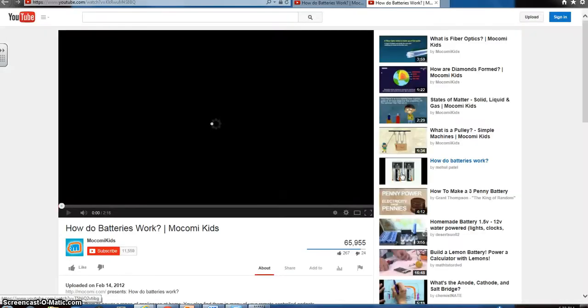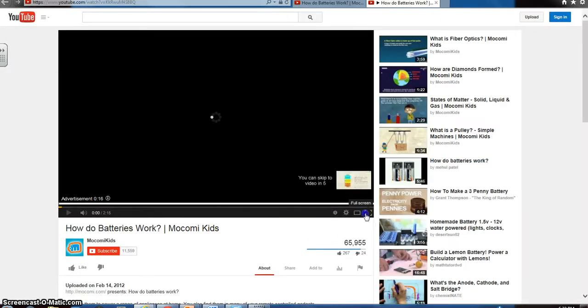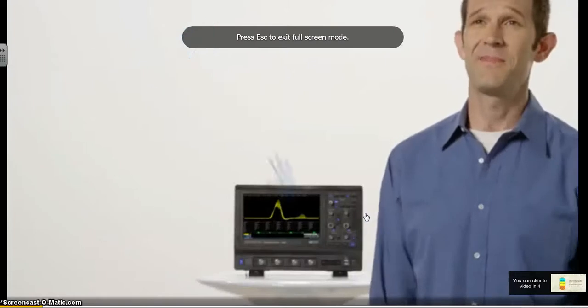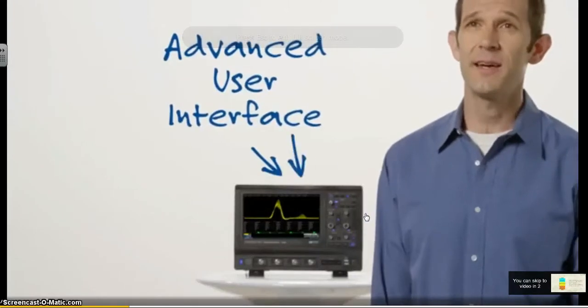So if you never really knew what a battery was, you're about to find out just how they work. Maui, the most advanced user interface. I need an advanced user interface. Skip that.